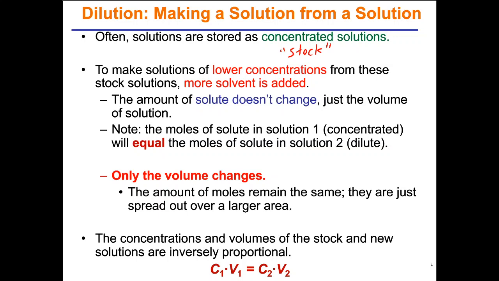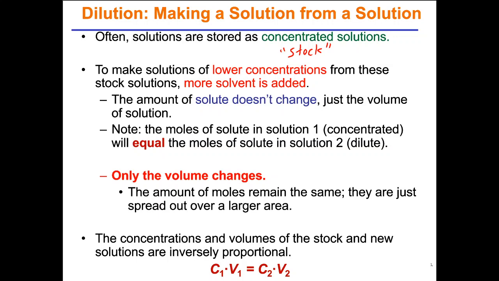So note the moles of a solute in solution 1, the concentrated, will equal the moles of solute in solution 2, the dilute solution. So the moles are the same. The moles of solute are not changing, just the volume of the actual solution itself, or in other words, the volume of the solvent. You could look at it that way too. So only the volume changes. The amount of moles remain the same. They're just spread out over a larger area.